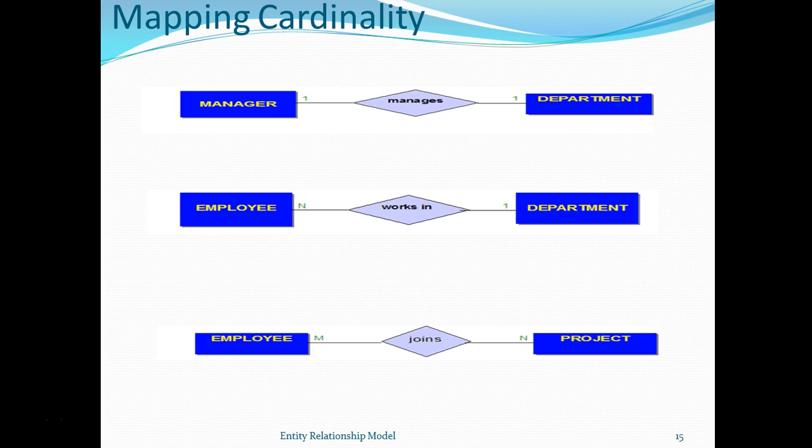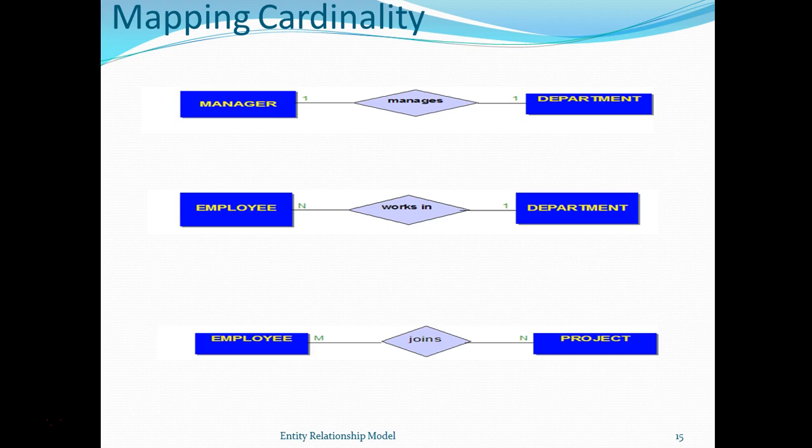Another example: we have employee and department, related with works in. You can see here, this is n is to 1. So the meaning is that n employees can work in a single department, or you can say in one department we have n number of employees.